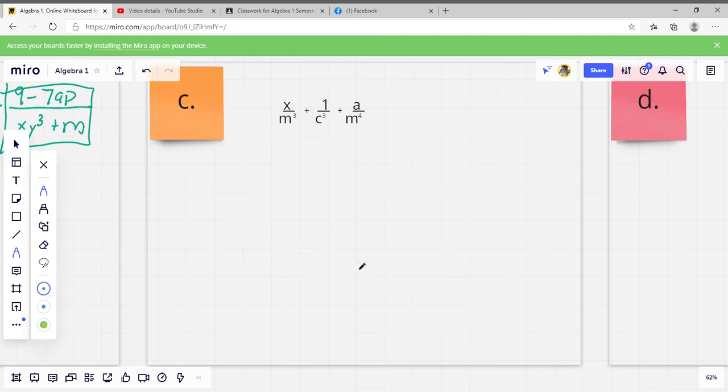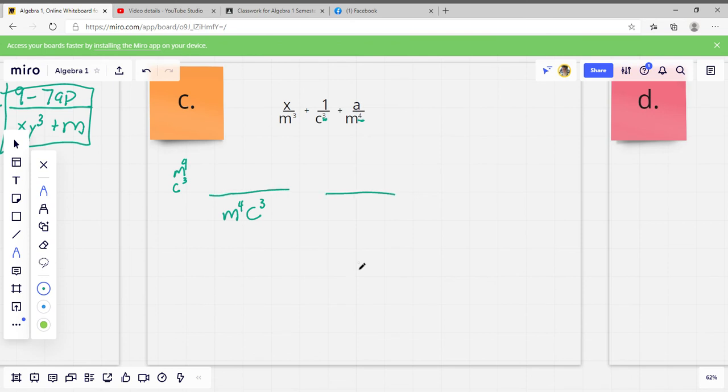Alright, on this one we do have to find a new common denominator. So we've got m as a factor and c as a factor. The most times that m is used is right here, so to the fourth. The most times that c is used is right here, to the third. So we're going to have m to the fourth, c to the third as our common denominator.